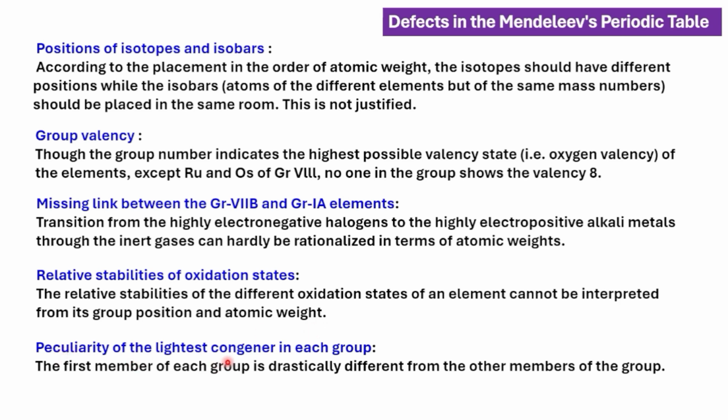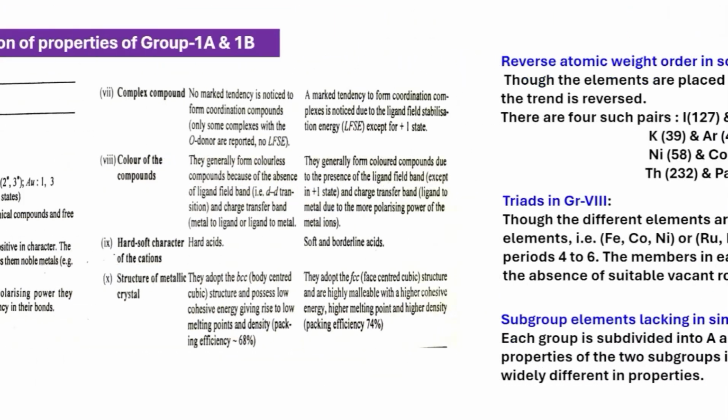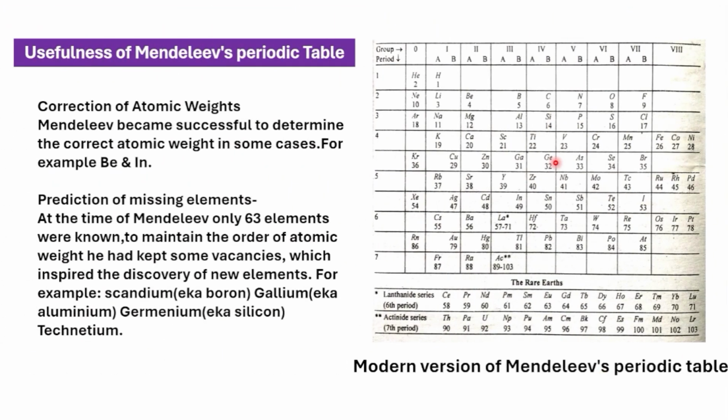Peculiarity of the lightest congener in each group. The first member of each group is drastically different from the other members of the group. For example, if you see the periodic table, you see helium, neon, argon, krypton, or hydrogen, lithium, sodium, potassium. In this group, hydrogen has drastically different properties compared to the other elements. Similarly here, in the case of beryllium or boron or carbon, they have different properties compared to the rest of the elements in this group.